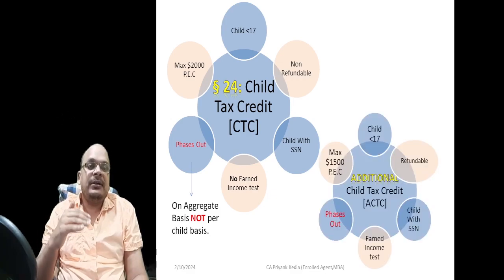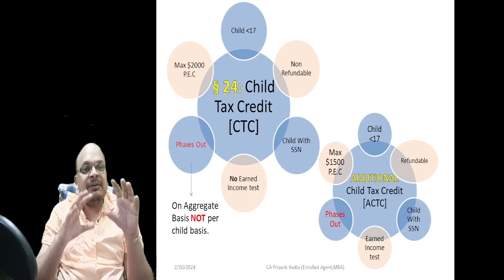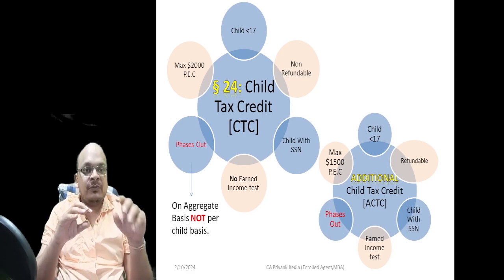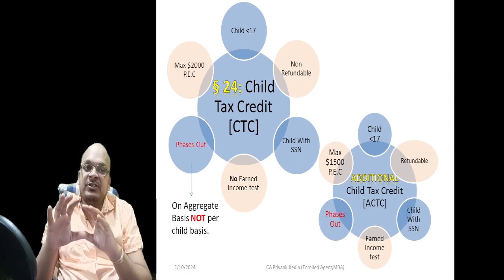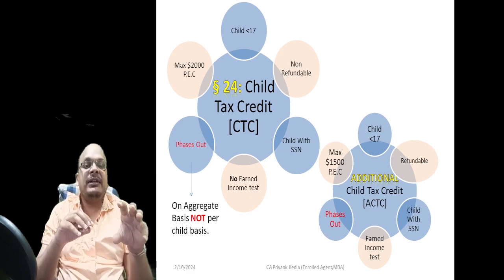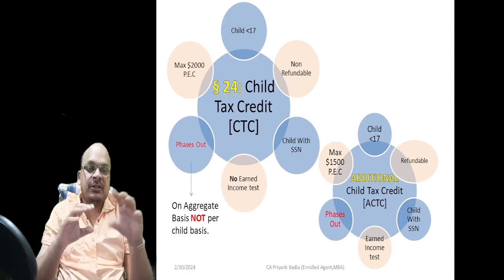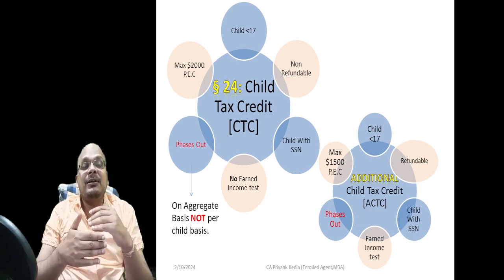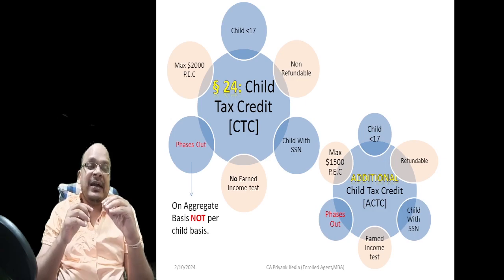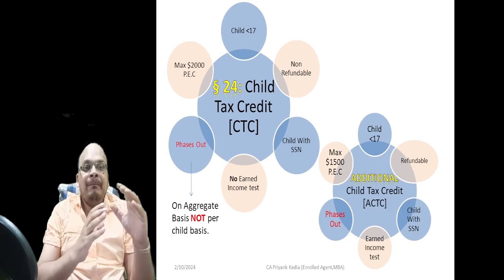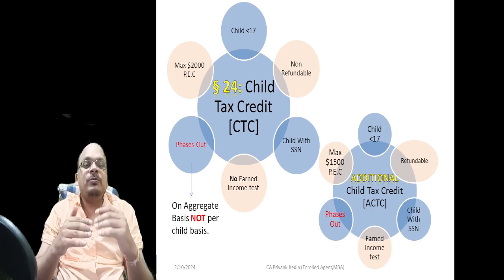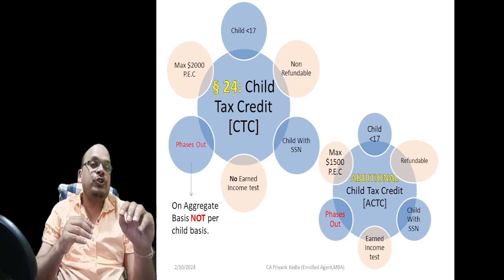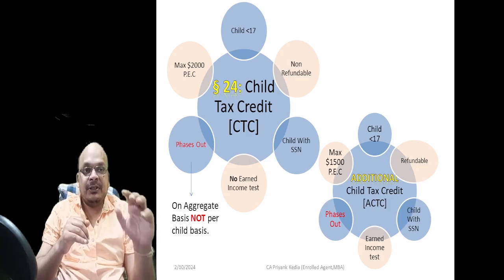Now talking about the additional child tax credit, you can see it is similar to the child tax credit as far as three conditions are concerned: the child under 17, the social security number, and the phase out. The difference between the additional child tax credit and the CTC is, first, that the additional child tax credit is a refundable credit. Second, it has an earned income test. That is, if the taxpayer only has passive income, then he might be eligible for the child tax credit, but he won't be eligible for the refundable portion, that is the additional child tax credit, right?